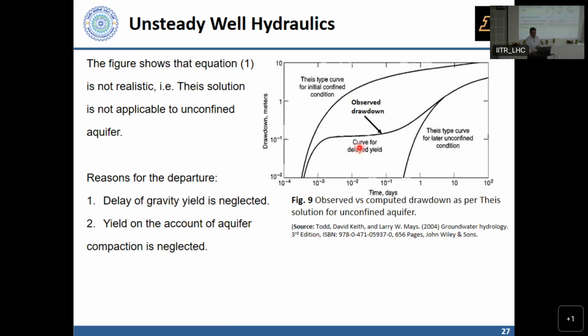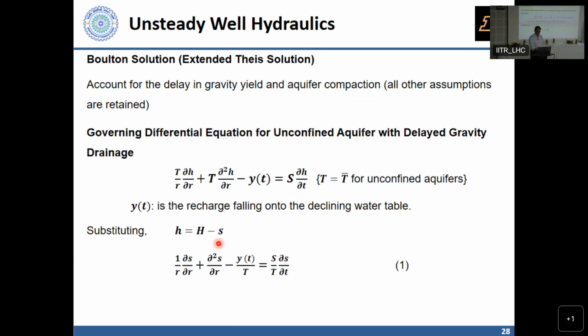So the reasons for this discrepancy are that the delay in realizing the full specific yield is being neglected, and the fact that because of aquifer compaction, the water that is coming in initially is not being taken into account if we just assume S sub y. So this requires further corrections. And so what Bolton's method essentially says is, well, we need to add another term over here to account for this delayed yield from the unconfined aquifer, delayed gravity drainage.